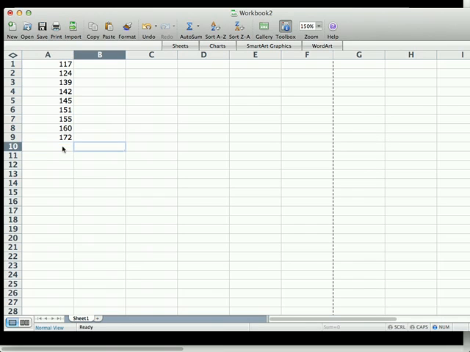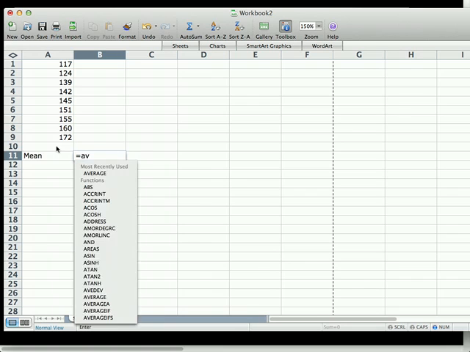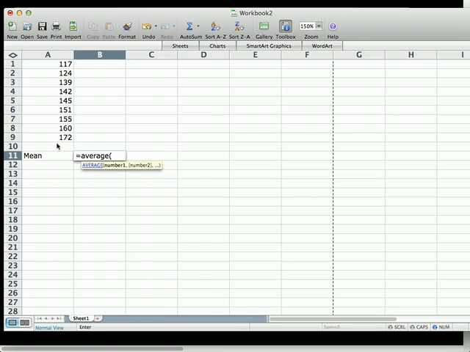Now, I can actually calculate, let's see, mean would equal, in Excel, do you guys remember the formula for mean? What does Excel call it? Yeah, they actually just use the word average. So bam, you see mean is 145.